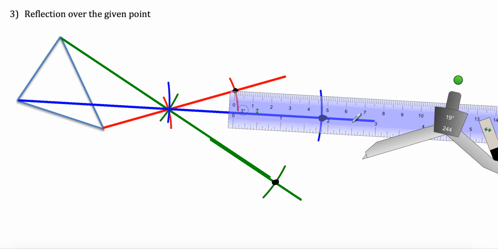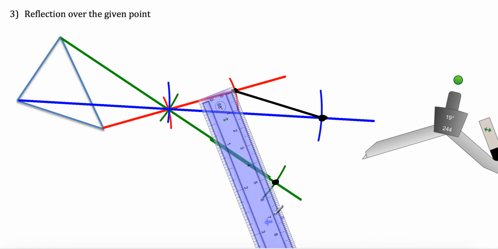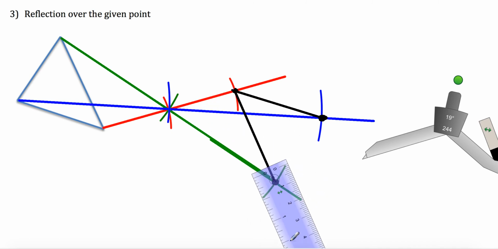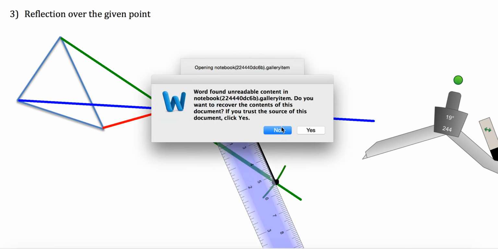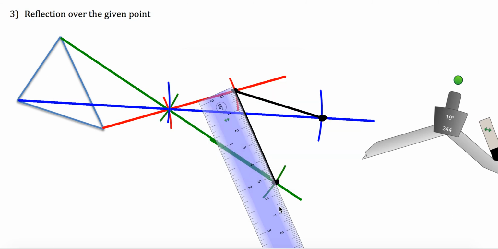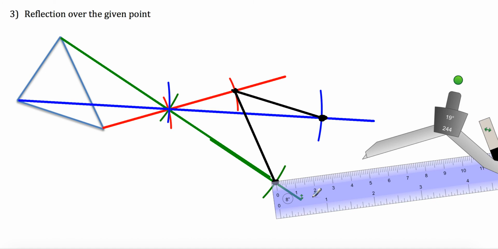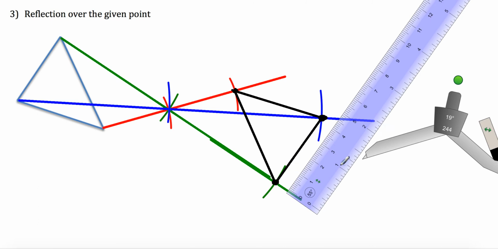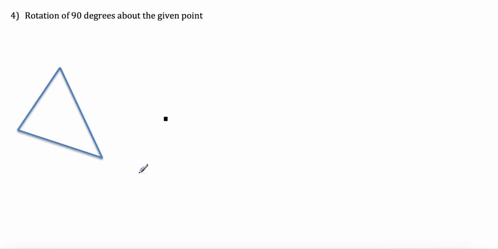So when I connect them through, when I connect those last two dots, then we just created a triangle that is a reflection of the original through that particular point. All right, so let's look at number 4.